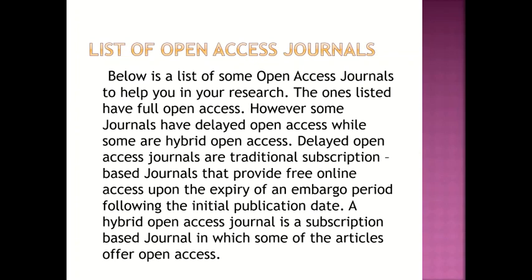Let's look at some list of open educational resources. The ones listed here have full open access. You will be seeing them in the next slide. However, some journals have delayed open access, while some are hybrid open access. Delayed open access journals are traditional subscription-based journals that provide free online access upon the expiry of an embargo period following the initial publication date. A hybrid open access journal is a subscription-based journal in which some of the articles offer open access.